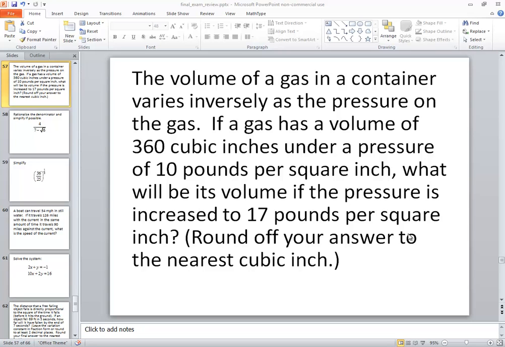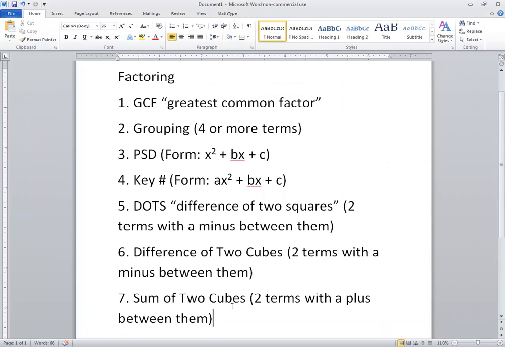In this problem, volume of a gas in a container varies inversely as the pressure on the gas. So right there from the first sentence, I know it's a variation problem. So let's refresh our memory on the steps for solving variation problems.